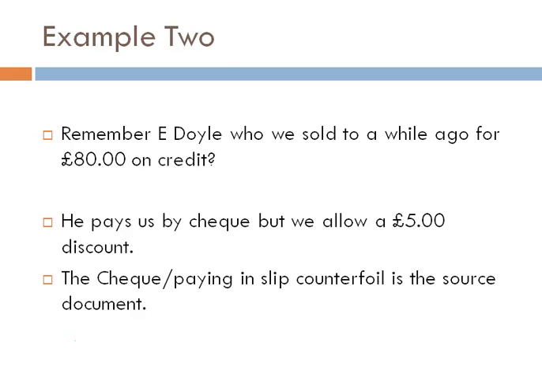Here we are. Let's look at this example. We have a certain Mr. E. Doyle. We sold to him a while ago for £80 on credit. He pays us a check, but we allow a £5 discount. I'm not too bothered what the source document is right now. You could argue it could be the invoice, where you make a note, or the check when he only sends you £75. But I think the invoice is probably the better source document, because you'd have made a note on that. The check would just be for the amount, which is not really evidence of the discount.